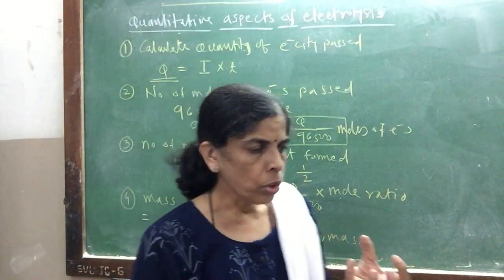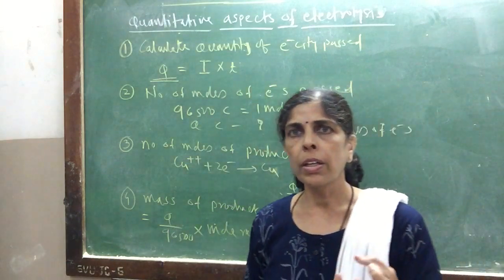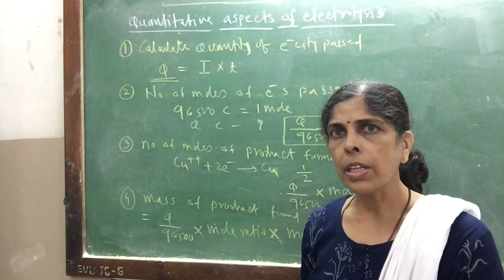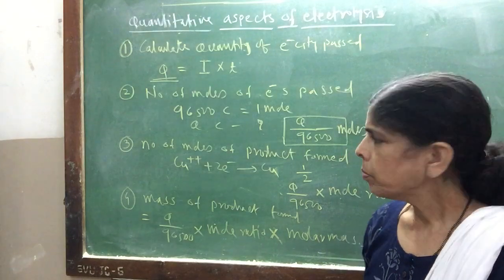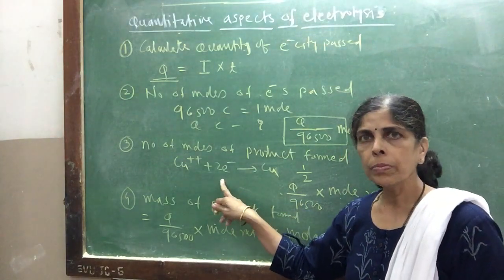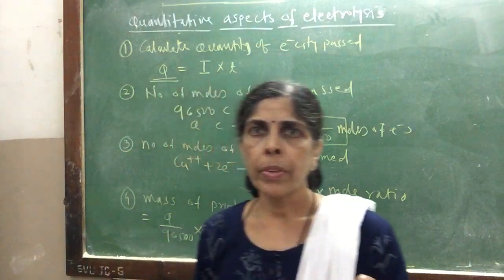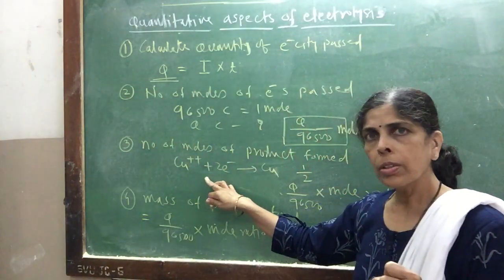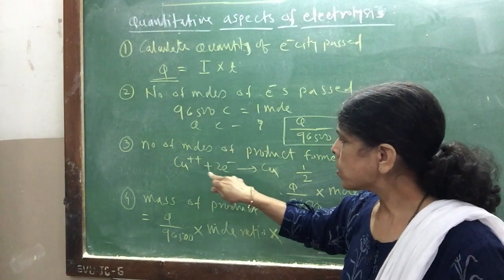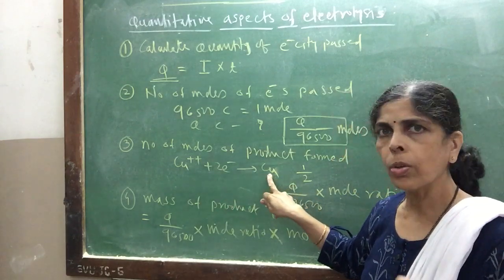For getting the mole ratio, you first have to write down the reduction reaction which is taking place at the particular electrode. For example, I have given you one example here. If we are carrying out electrolysis of copper chloride, then copper will be deposited at the cathode by the reaction Cu2+ + 2e- giving Cu. Such a reaction you have to write.